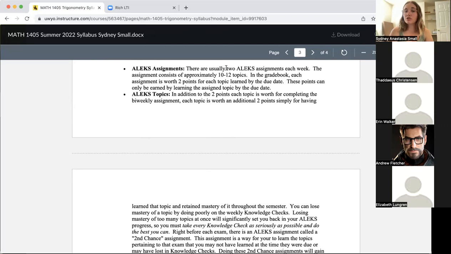There will usually be about 2 ALEX assignments per week. I think there's 2 this week. I think there's stuff on the angles and radians, and then right triangle trigonometry. I will go and check that after to make sure. But there will usually be about 2 assignments a week.